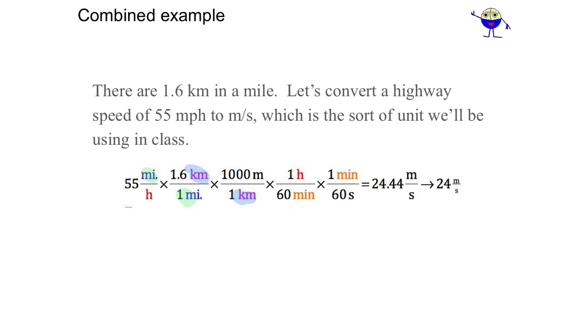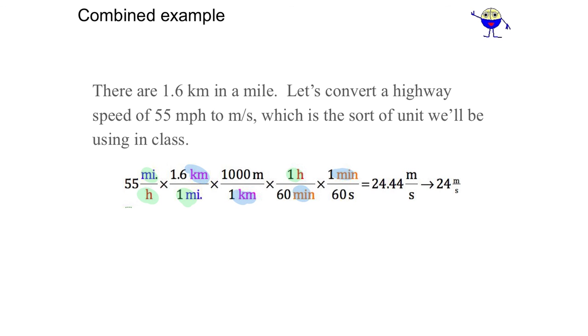So now I'm in meters per hour, but I don't want that either, so I'm also going to convert: 1 hour is 60 minutes, which gets rid of the hours, and 1 minute is 60 seconds. That gets rid of the minutes, and I'm left with meters per second, which is what I wanted. And then I just string all the numbers together. I just take 55 times 1.6 times 1,000 divided by 60, and I get 24.44 meters per second.